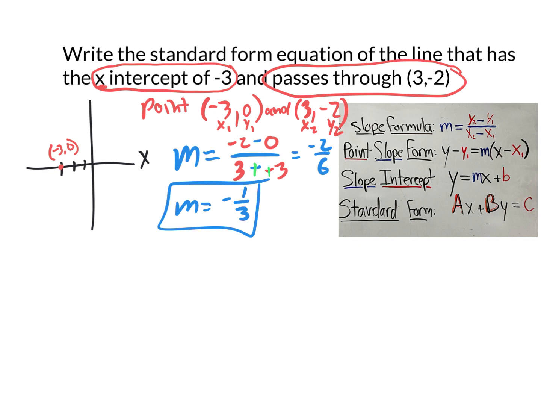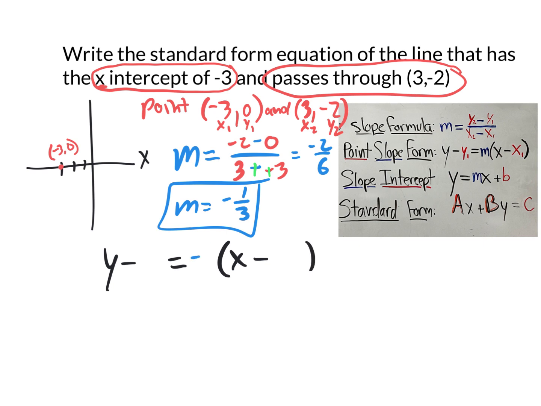So far, we have some points and we have a slope. Now we go for point slope form. So point slope form, as you could read right here, is y minus y1 equals m parentheses x minus x1. I recommend always writing it with blank spots. Y minus y1 equals m parentheses x minus x1.